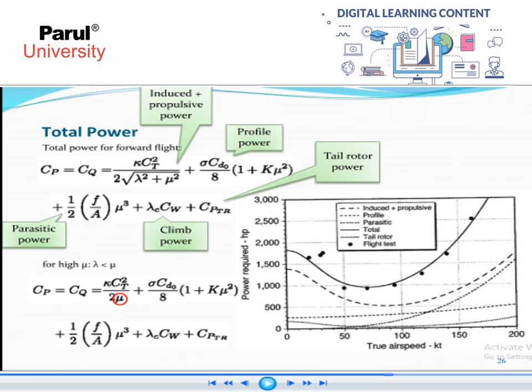Now we can see here the power. This is the curve of power required, and this is the graph between the power required and velocity. Understood? This is nothing but total power.